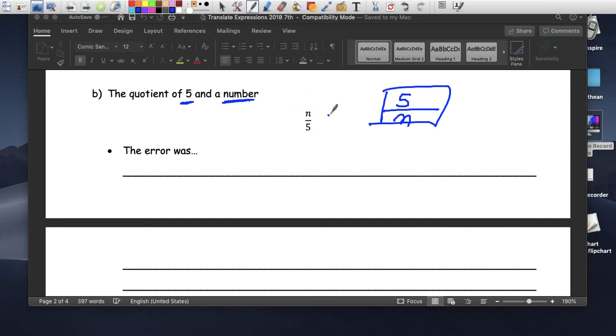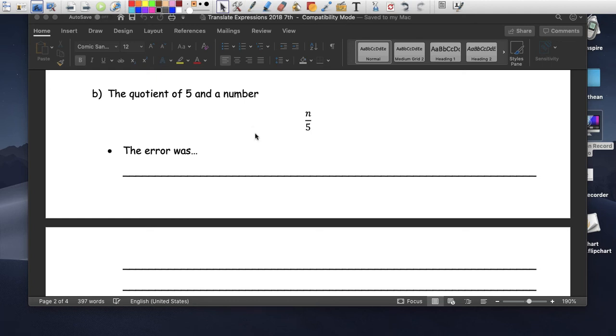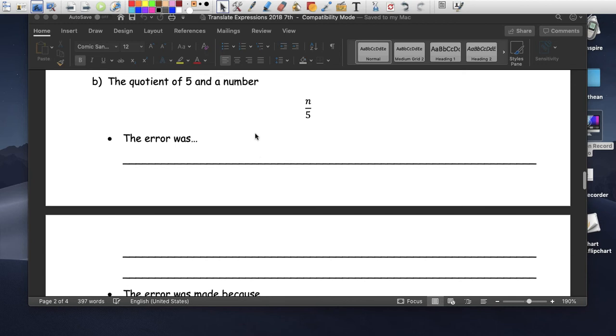Because it's not the same as that, right? So the error was that he put the 5 here. This 5 went to the denominator, and the number was the numerator. It should have been 5 over n, right? We write it in the order in which it was written. Why was the error there? Because he or she doesn't know that order does matter in division. It's right because again, the quotient of 5 and a number is 5 divided by n. That's the correct one, which is this, right?